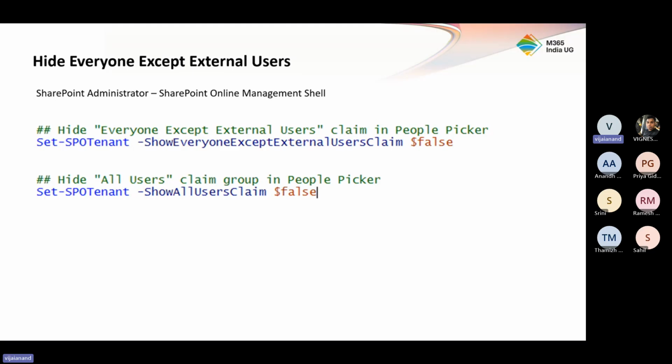The only option available is to do this using the SharePoint Online Management Shell, for which you need to have SharePoint administrator access. You can run this PowerShell command, Set-SPOTenant, with the parameter ShowEveryoneExceptExternalUsersClaim set to false. That way, when users want to share their site or something in the people picker, they don't see this particular claim, and we can restrict it by disabling this option at the tenant level. Similarly, if you want to disable the all users claim group in the people picker, you can do that also through a PowerShell command.